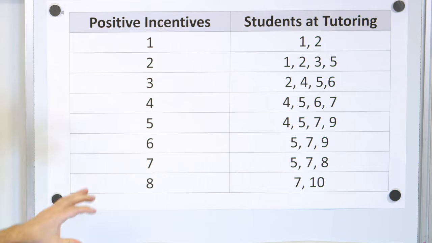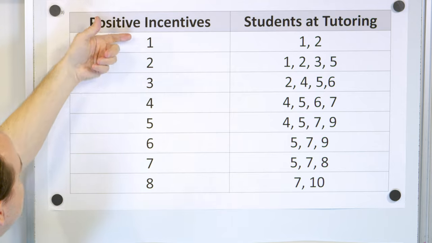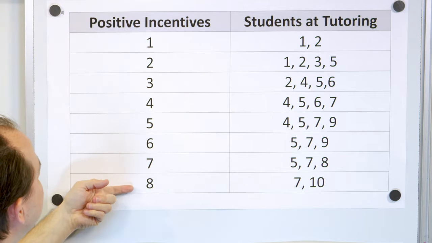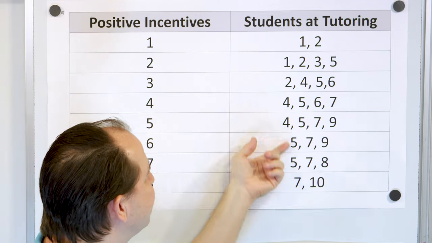All right, for our next problem, we have a chart of students attending tutoring sessions, and we give them more and more incentives. We're recording how many incentives we're giving the student and how many students actually attend tutoring.